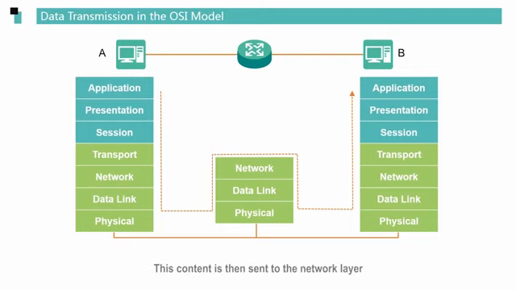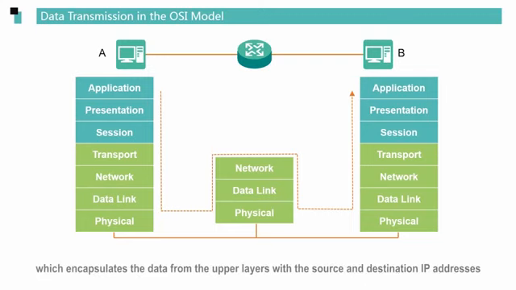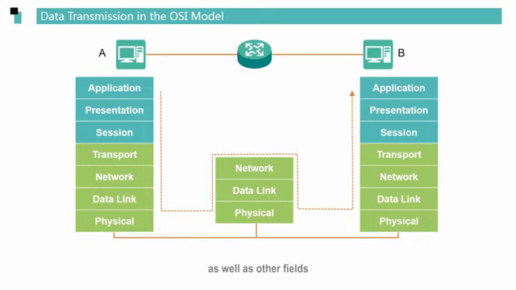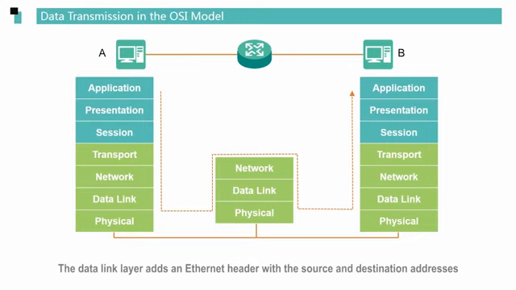This content is then sent to the network layer, which encapsulates the data from the upper layers with the source and destination IP addresses, as well as other fields. At the data link layer, the upper layer data is again encapsulated. PCA and the router are connected through a network cable and use Ethernet as a media. The data link layer adds an Ethernet header with the source and destination addresses. The source is the MAC address of PCA's network interface card.